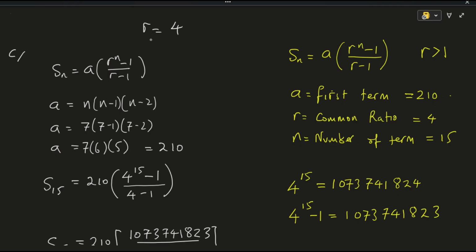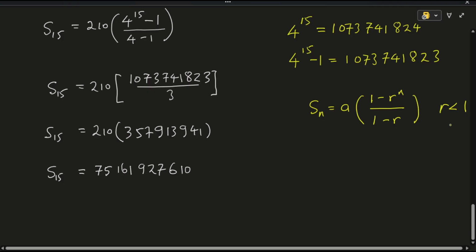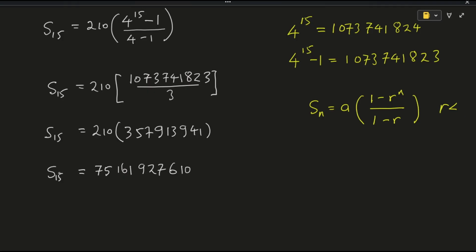Now, if our common ratio were to be less than 1, then the formula to be used to determine the first n terms of the geometric sequence would have been given by this, in which case r would have been less than 1. So this is the answer of the C part of our question.